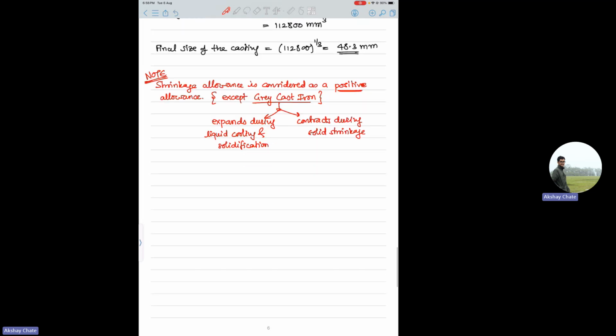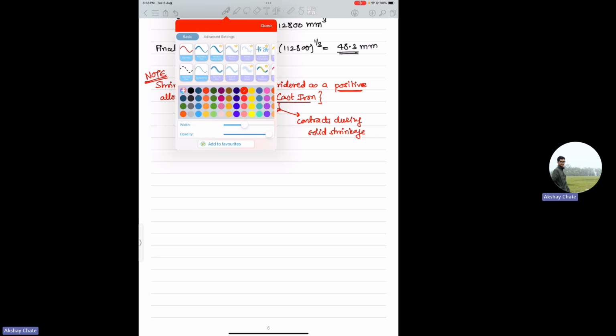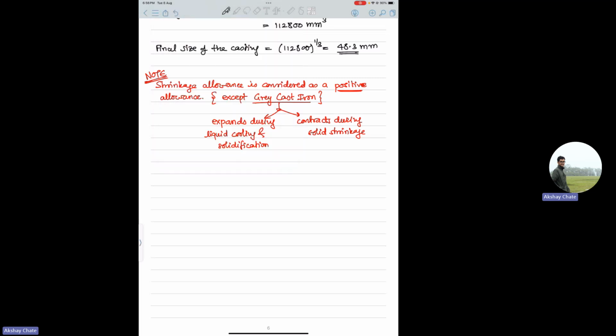So this is a 2004 GATE question, and they did not mention whether the shrinkage allowance is positive or negative. They just mentioned that a gray cast iron block with dimensions 200, 100, 10 mm is to be cast, and the shrinkage allowance is 1%.